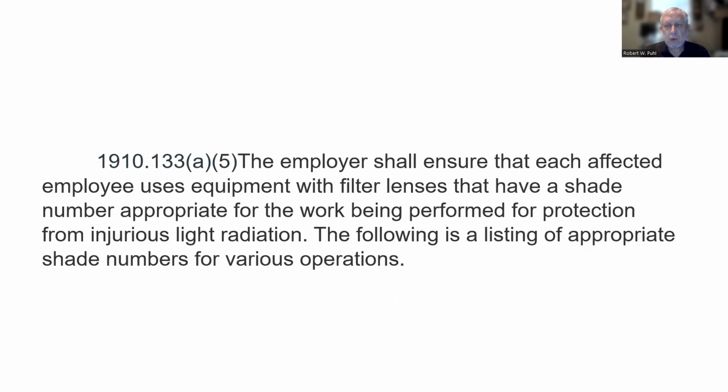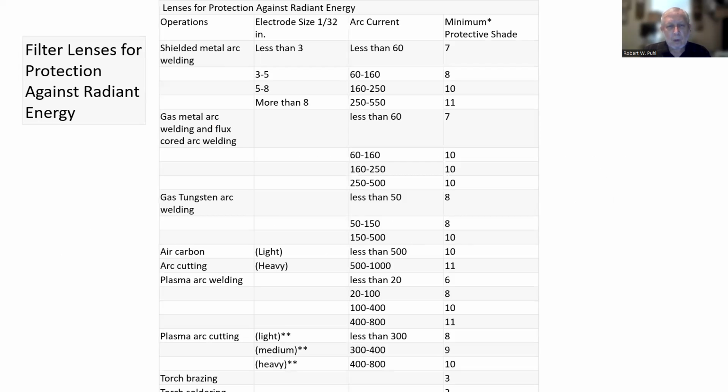The employer shall ensure that each affected employee uses equipment with filter lenses that have a shade number appropriate for the work being performed for protection from injurious light radiation. The following is a listing of appropriate shade numbers for various operations. And we're not going to get into the details, but it's shielded metal arc welding, gas metal arc welding, tungsten welding. There are different protective shades on those, and we're not going to get into the details of that, but you need to know that it's there.